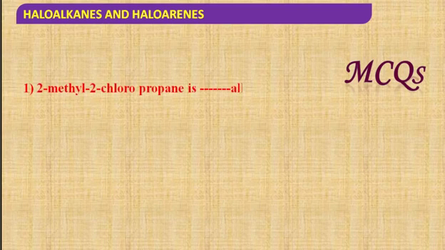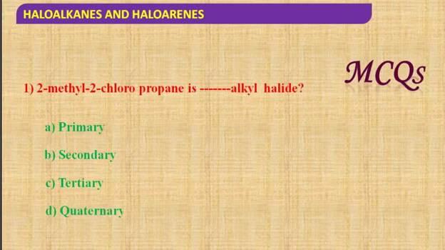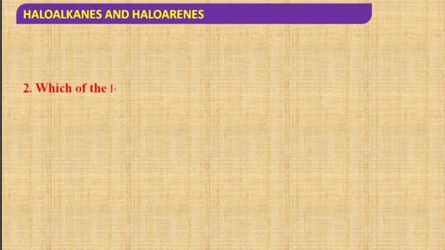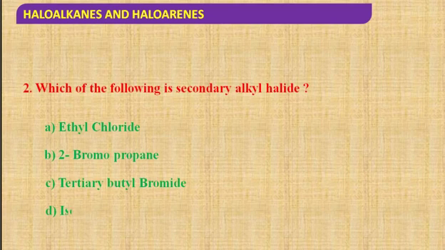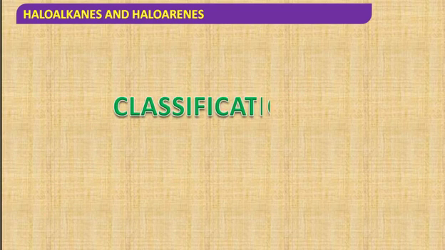Now we'll discuss some multiple choice questions. 2-methyl-2-chloropropane is a primary alkyl halide, secondary alkyl halide, tertiary alkyl halide, or quaternary alkyl halide? So we have seen it is a tertiary alkyl halide. Which of the following is a secondary alkyl halide? Ethyl chloride, 2-bromopropane, tertiary butyl bromide, isobutyl chloride. So the answer is 2-bromopropane.